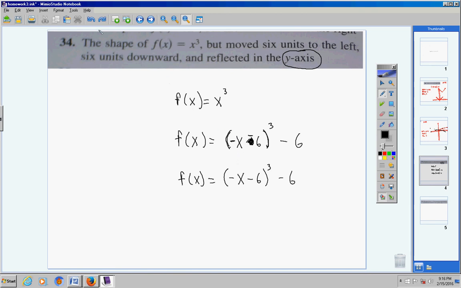You start off by saying 6 units to the left. So you put x plus 6, and then 6 units down, minus 6, and then apply your negative to the inside, and you're good. And that's your answer. Let's try one more. 37.